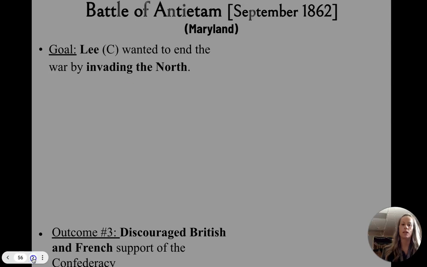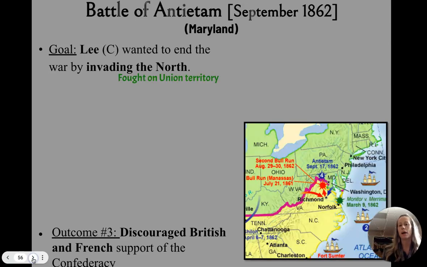So the goal is Lee wants to end the war by invading the North. Remember, the South's strategy is to really play defense. This is the 22nd battle that's been fought in this war, and Lee's ready for this war to end. No one really expected this war to go on for very long, but it does go on for some time. Lee is our general for the Confederacy, and he decides he's going to invade the North.